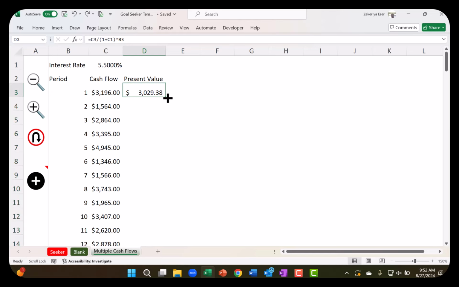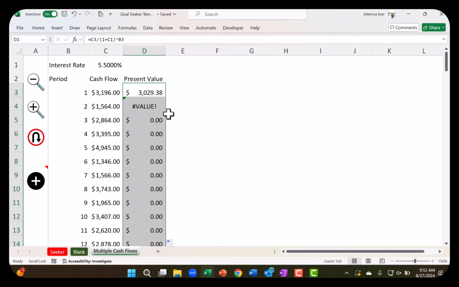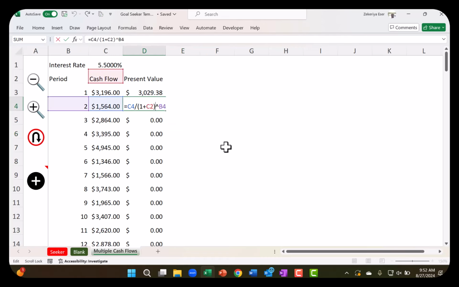Right now, I want to double click. That's the same thing as copy, selecting the whole thing and pasting. But it looks like I made an error. So let's find out what the error could be. Would anybody tell me what the error is?